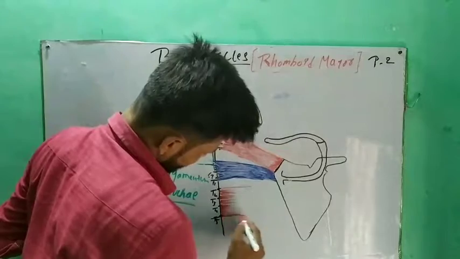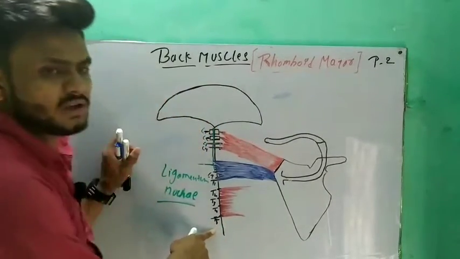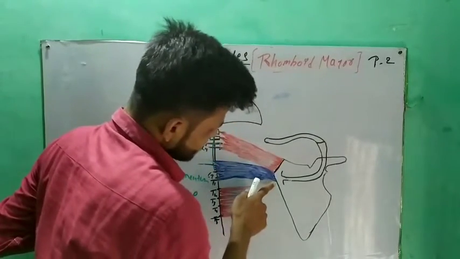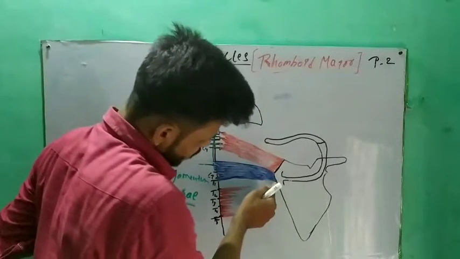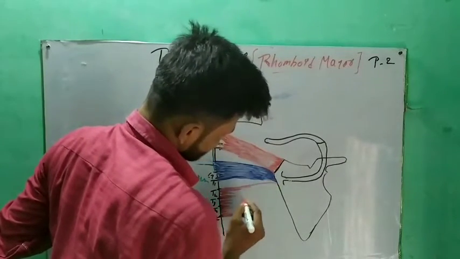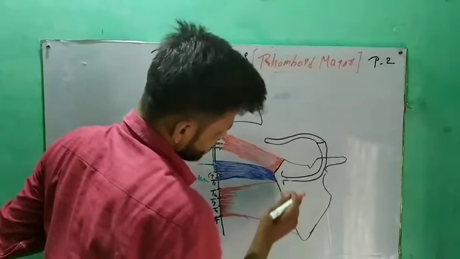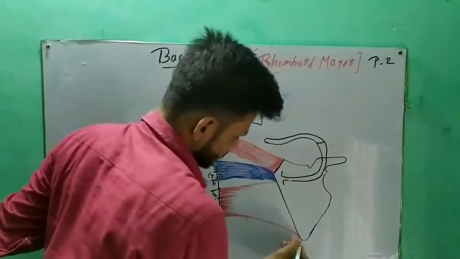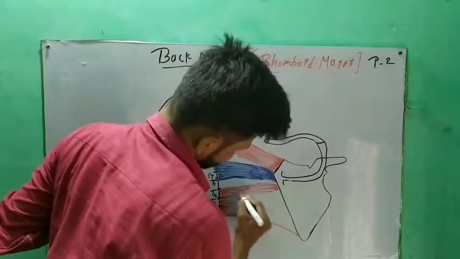Rhomboid major originates from the T2 spinous process to T5 spinous process of the thoracic vertebrae, and it will insert just below the root of the spine of scapula. This is the root, and below the root there is the insertion of the rhomboid major muscle, just below the rhomboid minor. This is the insertion, on the medial border below the root of the spine of the scapula. This is the insertion of the rhomboid major muscle.